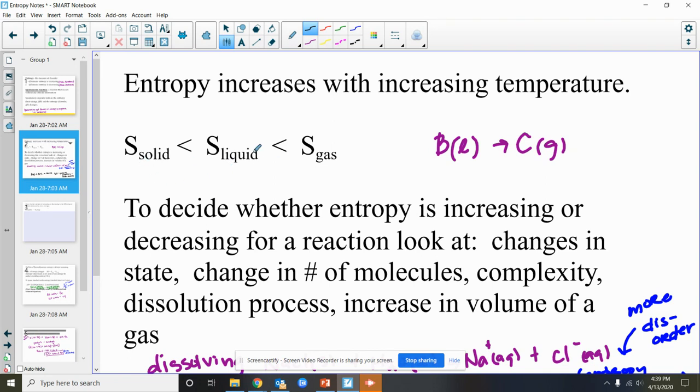You would actually see more order form when it goes from a liquid, which is a little bit more of a chaotic state, than a solid is. So if you have a change in state, that's one of the first things you need to look for. That's one of the most important things.